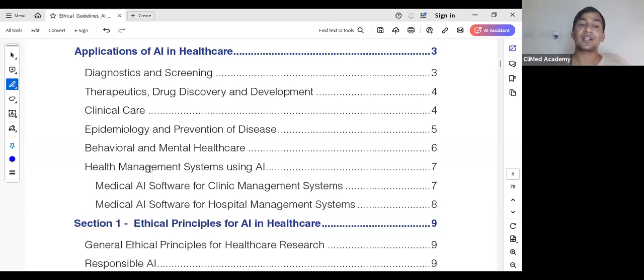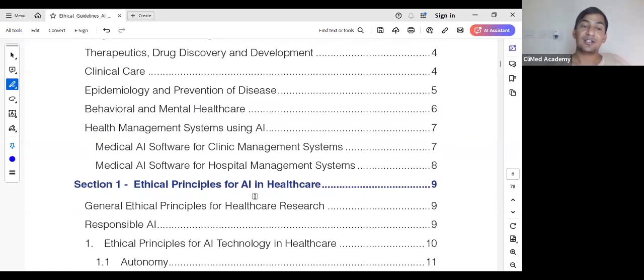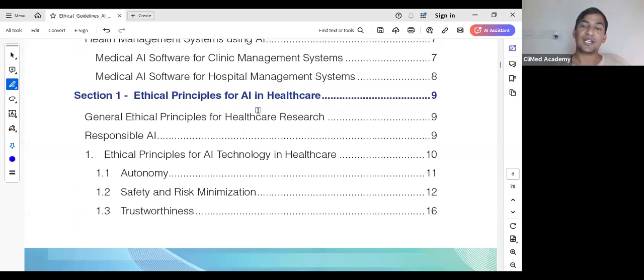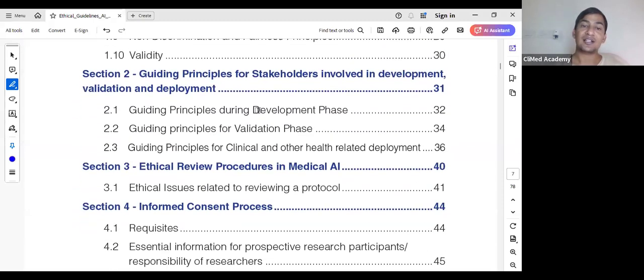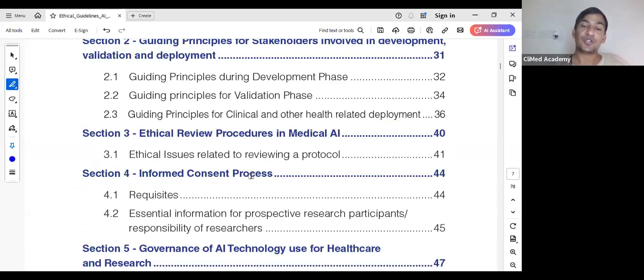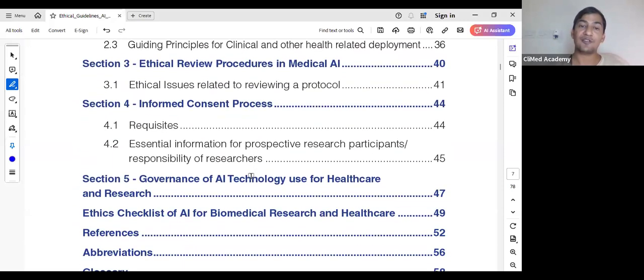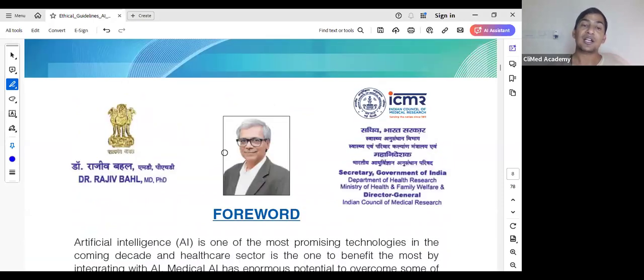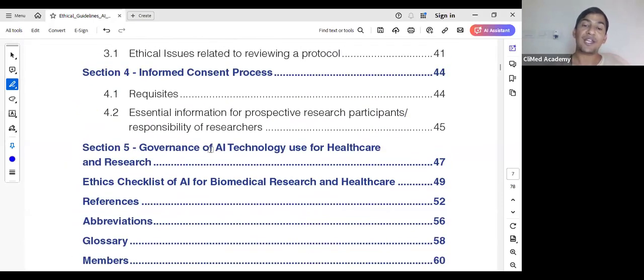I have covered all these. Healthcare management systems using AI, where one is CMS and one is HMS. Then ethical principles of AI in healthcare. Then guiding principles for stakeholders involved in development, validation and deployment. Then the ethical review process, which is very important in medical AI. Informed consent process for AI research and using AI. Governance of AI technology in healthcare and research. Ethical checklist for AI in biomedical research and healthcare.